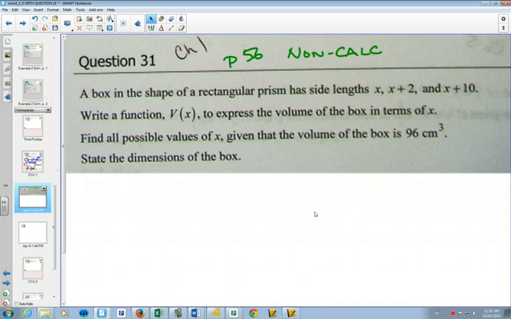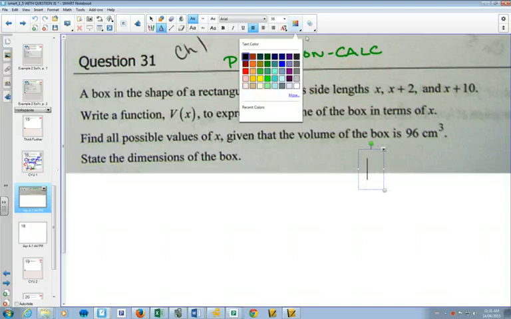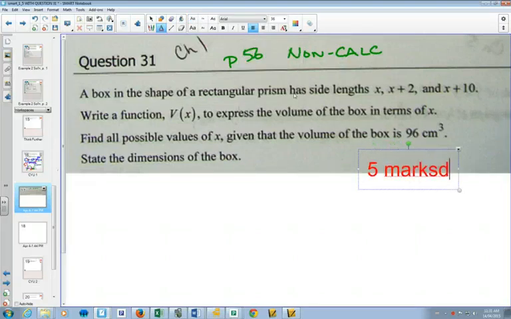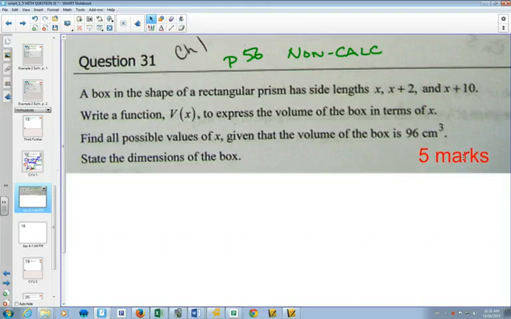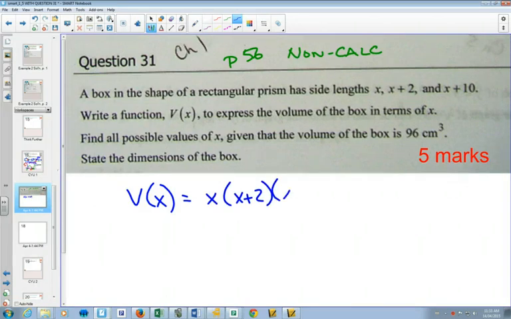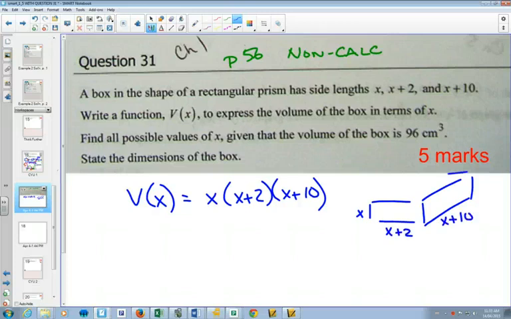And just so you know, when this was on the exam, it was worth 5 marks. So on the exam, the first part says write a function v of x that represents the volume of the box in terms of height, and if we draw this out, that part wasn't hard. That was worth 1 mark.